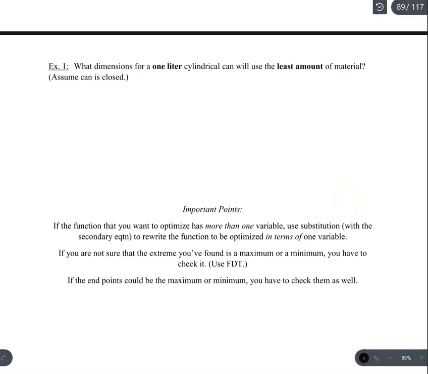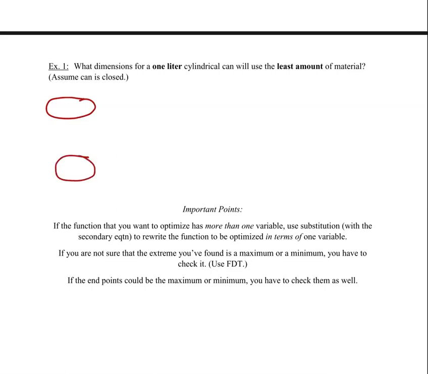I'm going to draw a little sketch here of a cylinder, and it says assume the can is closed. That means it's got a top and a bottom that are identical. We would have a radius that looks like this, and a height for the can that would look like this. And we want to find the dimensions, that's the radius and the height, for the can. And so it needs to be 1 liter.